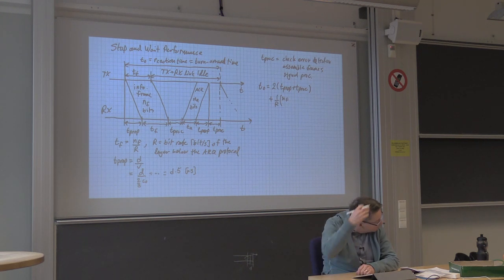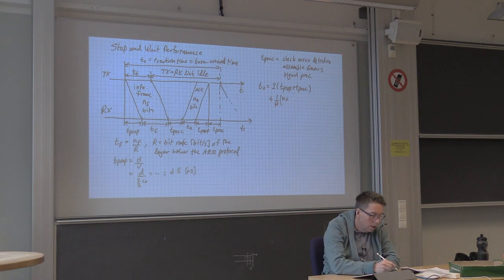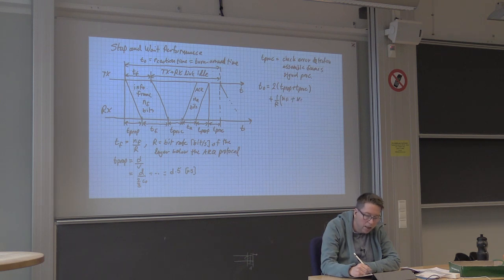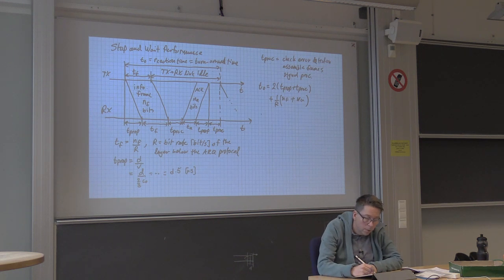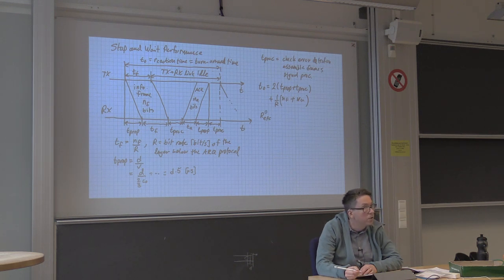Anyways, the time it takes for a frame is NF divided by R, and then we have also the ACK here, which is NA divided by R. Typically, the ACK is much smaller than the information frame also. So now we have the basic tools to figure out what is the effective rate. And now I have a superscript 0 here, because this is the best we can hope for when we have probability 0 of losing a frame.